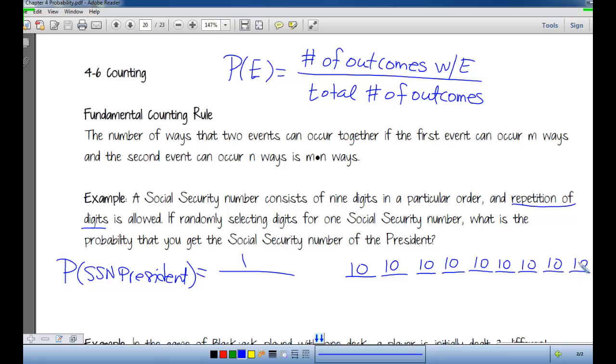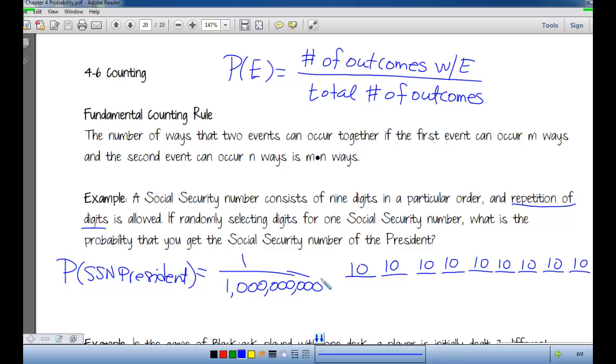And so that's going to give us 1 over 1 billion, 1 billion different social security numbers that we could generate.